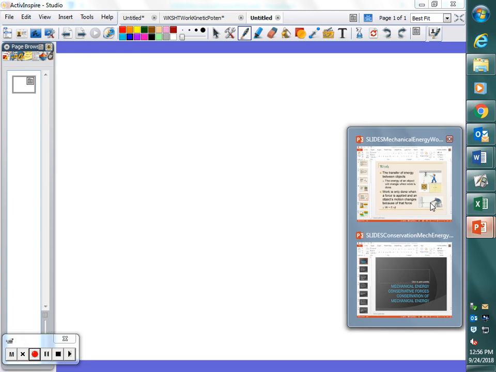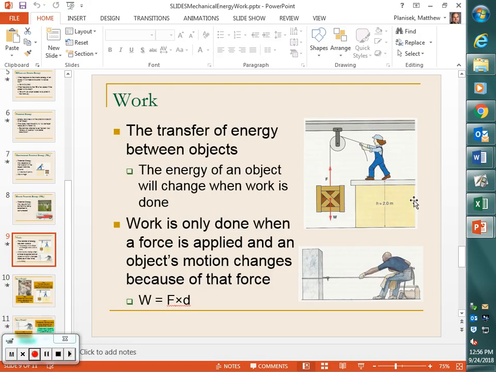So, on Friday, we introduced the concept of work. And we said that when work is done to an object, what happens to its energy? It changes somehow, right? Could go up, could go down. That talks about different types of work, and we'll get to that in just a second, okay?